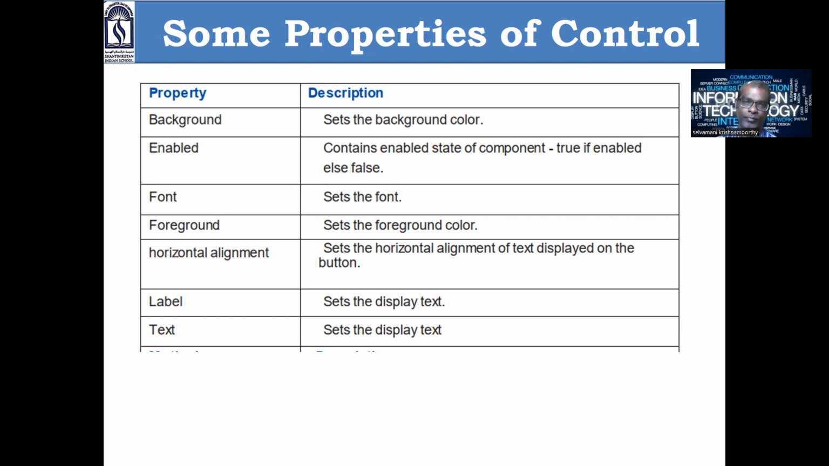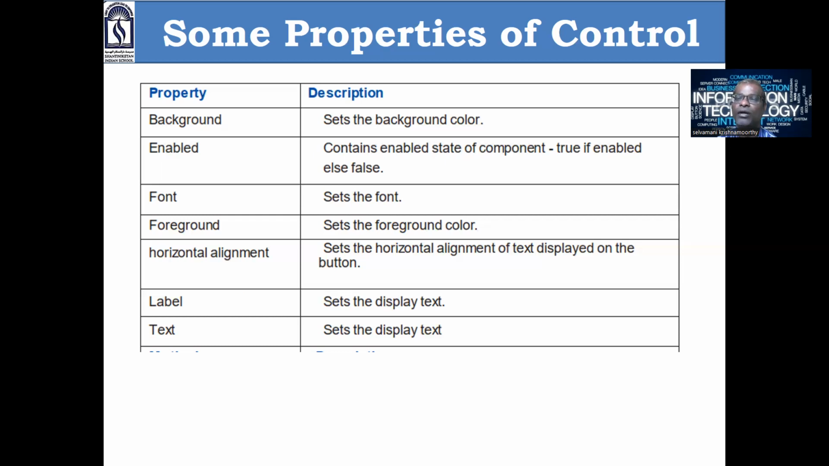Enabled property. It makes the control enabled. If enabled is assigned true, the control is enabled and you can work with the control. If the enabled property is set to false, that control is disabled. That means you cannot use that control. The control is available, but you cannot use it.